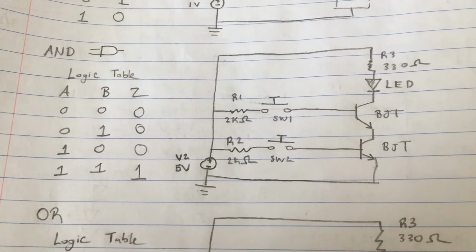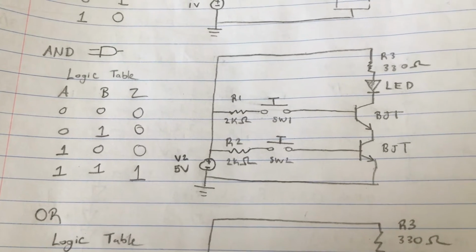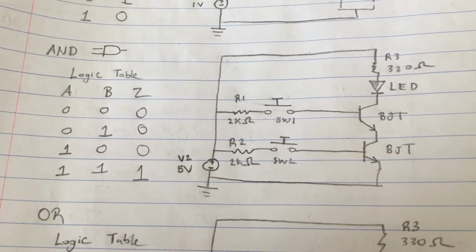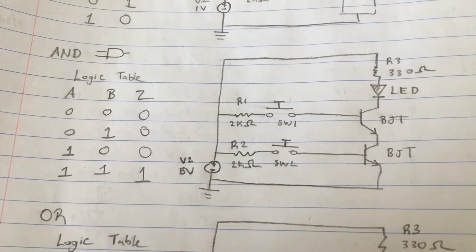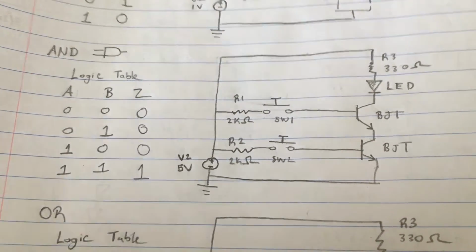If we have B as an input of a 1, we're going to have an output of a 0. If we have only A as an input of a 1, we're going to have C as a 0. If we have both inputs A and B as 1s, we're going to have C as 1, meaning that the LED is going to turn on.